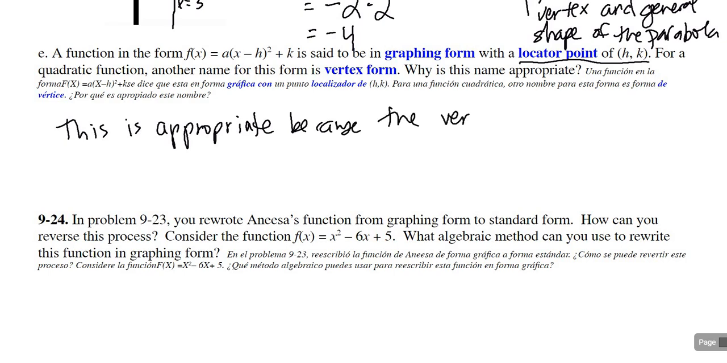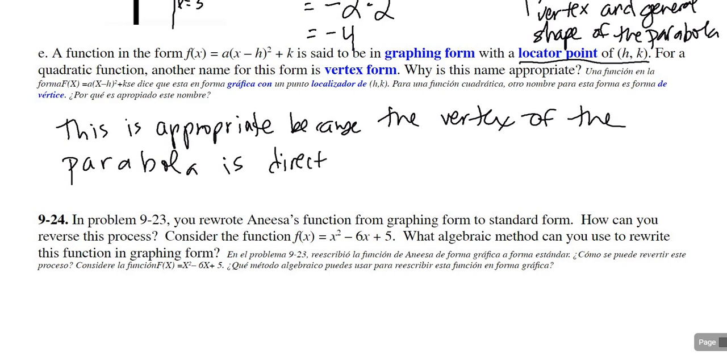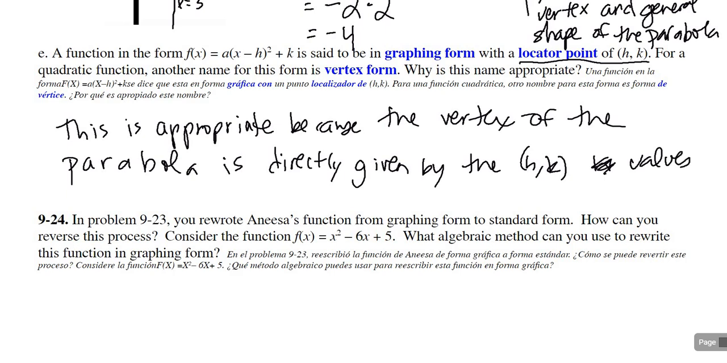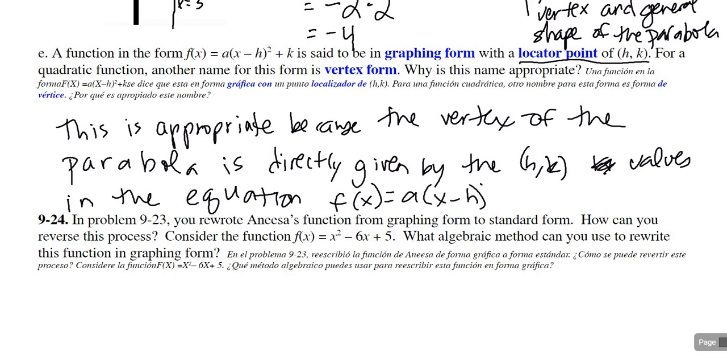This is appropriate because the vertex of the parabola is directly given by the hk values in the equation f of x equals a x minus h squared plus k. And that's that.